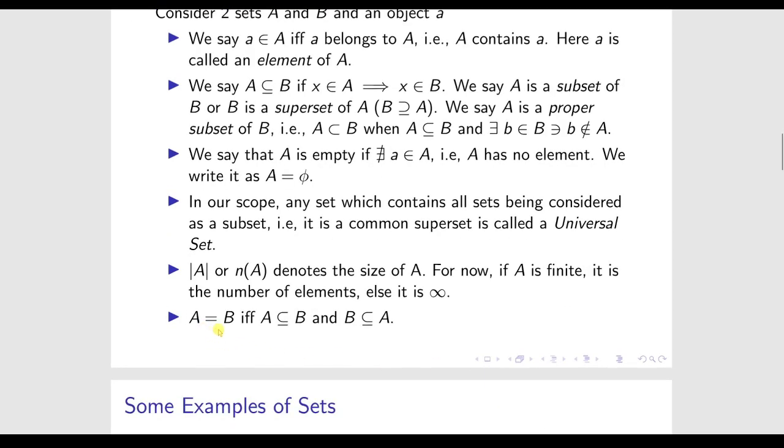We say two sets are equal if and only if A is a subset of B and B is a subset of A. That is, if an element is in A, it is also in B. If an element is in B, it is also in A. That is, both of them have the same elements.